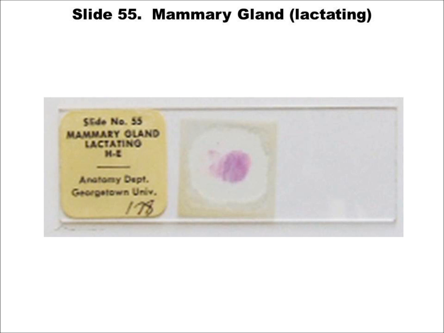Next, I want you to look at slide 55 of a lactating mammary gland. Even by eye, it is apparent that this section is quite different from the previous non-lactating specimen. For one thing, there is less of the light-staining adipose tissue. And secondly, it has a more blue or basophilic character to it. This means that it contains more cells, since it is the nuclei of these cells that stain blue with hematoxylin.